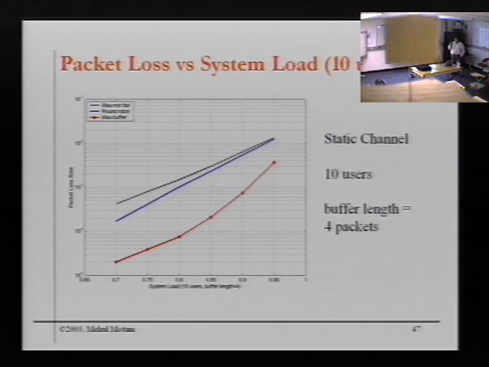But again, this is on a static channel with 5 users. Let's see what happens with 10 users. Remember, multi-user diversity had 2 components. One was that the gain increases as the number of users increases. So 10 users, with a buffer length of 4, and we see that the gap does increase. I'm going to compare these 2 on the next slide, so don't think too much. But with 10 users, we see the same trend, but this gap is much larger.